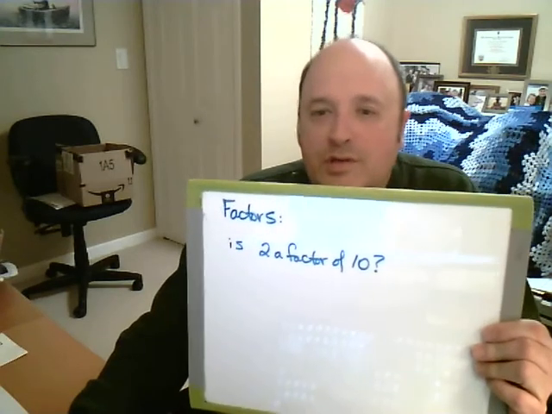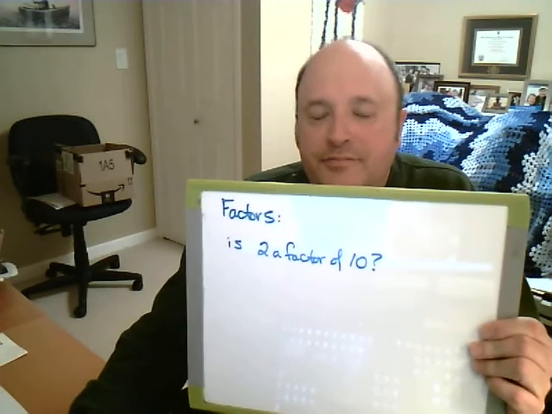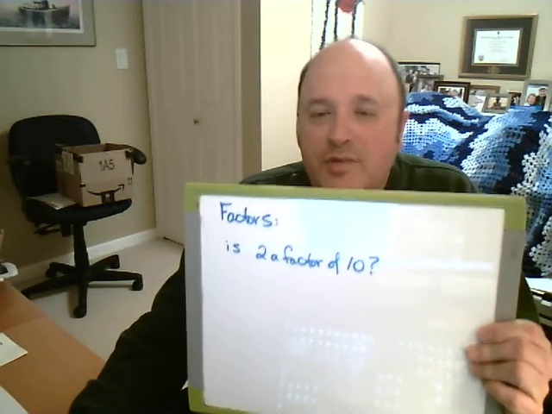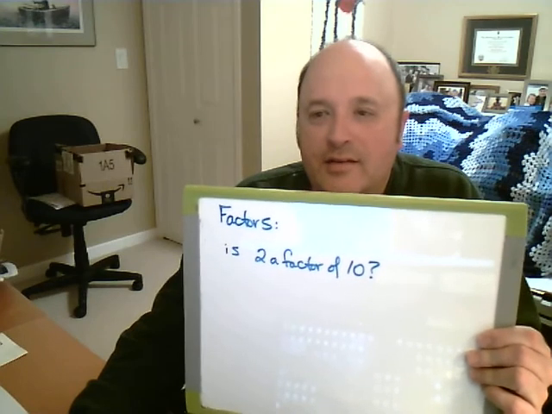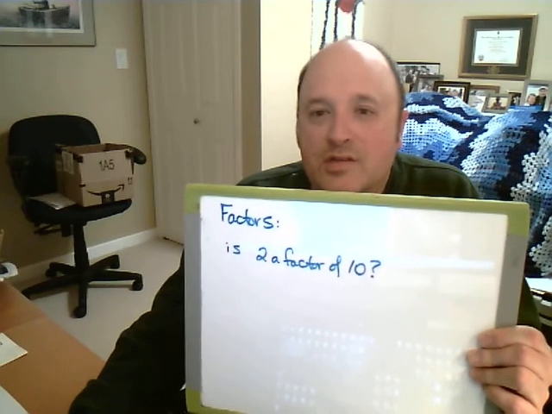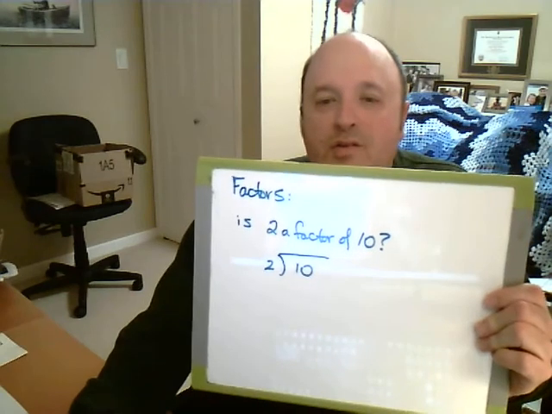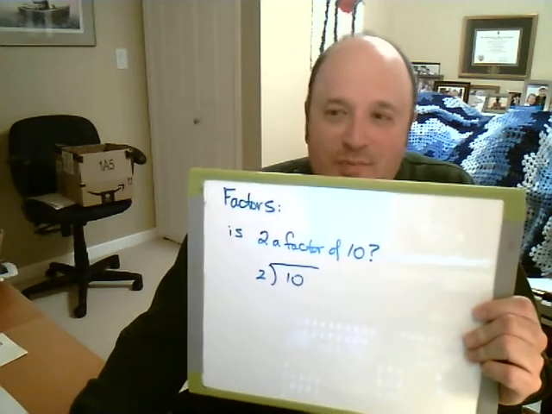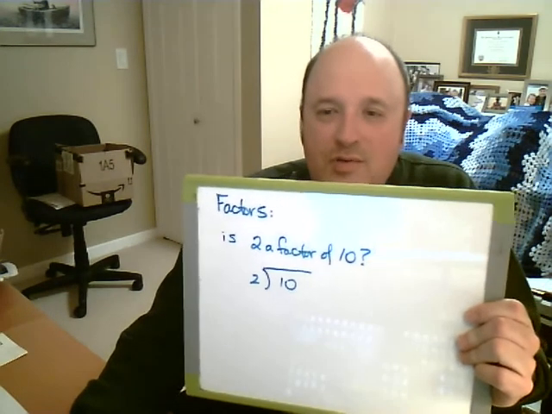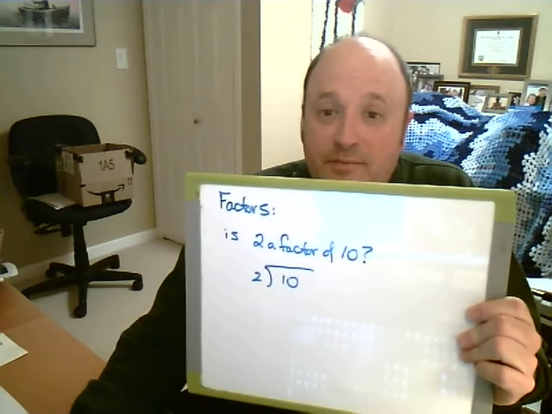So here's a simple question. Is 2 a factor of 10? Yes, 2 can be divided evenly into 10. So let's just go through the long division and see what that looks like. There's good old-fashioned long division for a very simple question, but the result in the process has some value. So let's just have a look.